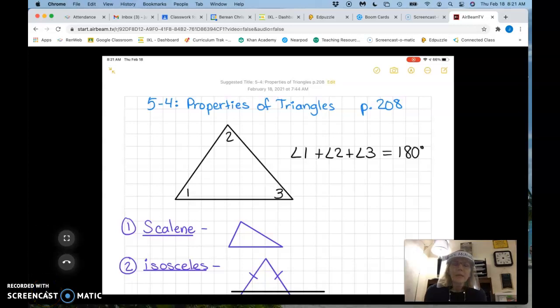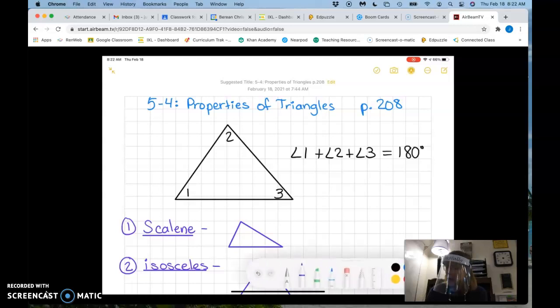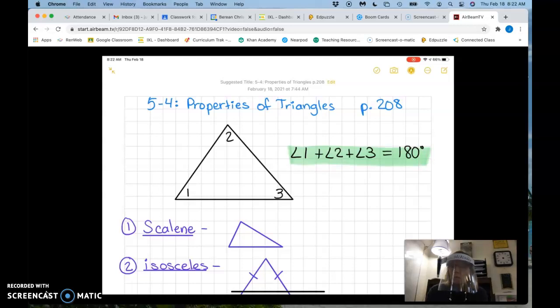Today we are working on section 5-4, which is properties of triangles. And so the first thing that I want you to remember is that all three angles in a triangle add up to equal 180. All right, that's super important. It's going to help you find answers in this section that we're working on. So copy this down, and then we're going to move on to different types of triangles.